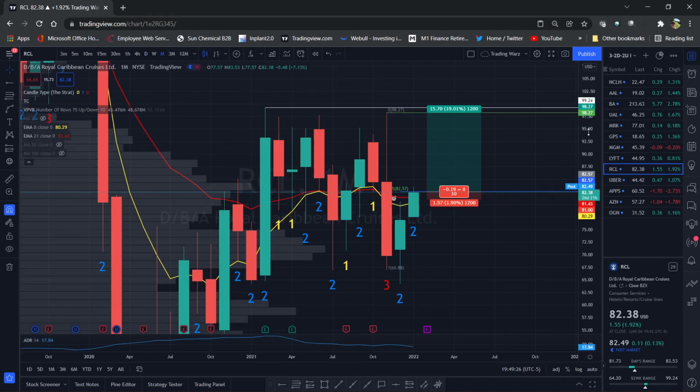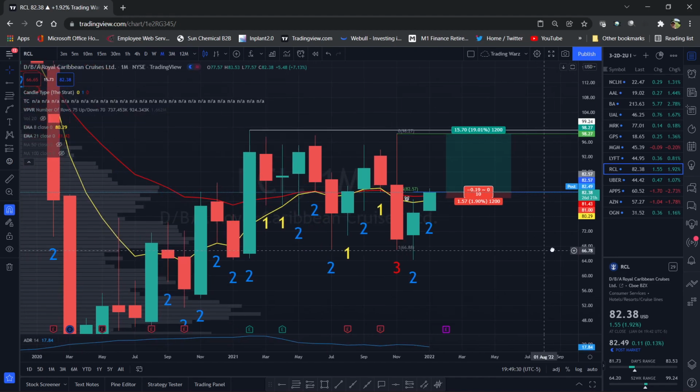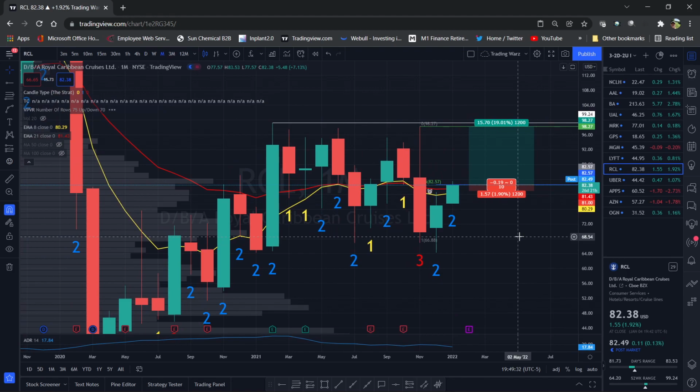And this one here has got a real nice, if this plays out, got some real nice R&R. It's a 10 to 1 if I honor this stop loss I got here.